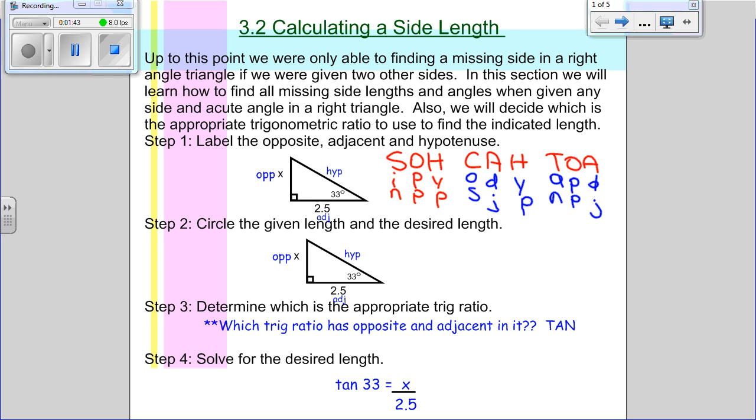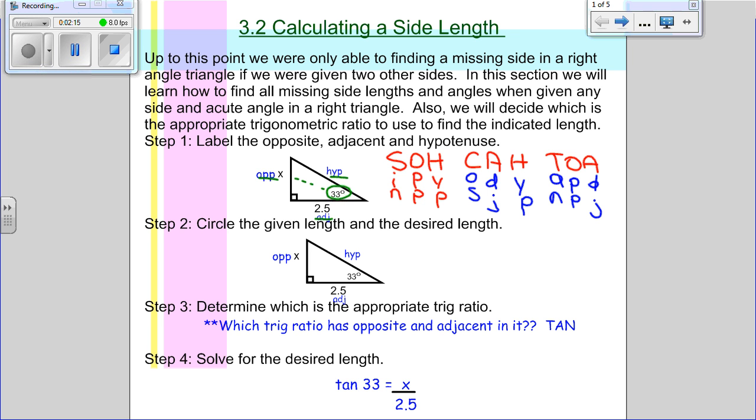This page is a little notes page that shows you step by step how to find it. You can come back and refer to this page at any time you want. The step-by-step instructions, we'll go through them right now. So the very first thing you do when you're given a triangle is you need to label your triangle: hypotenuse, opposite, adjacent. The opposite is always across from the angle that you're given. The hypotenuse is always the longest side, and the adjacent is always the third side.